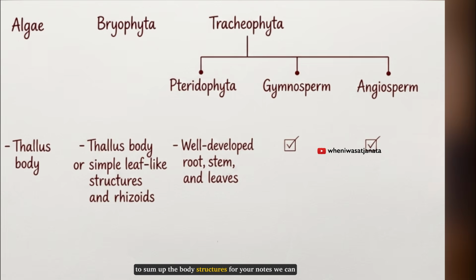To sum up the body structures for your notes, we can categorize them like this. Algae, thallus. Bryophyta, thallus or simple leaves with rhizoids. Pteridophyta onwards, fully differentiated into true roots, stem, and leaves.